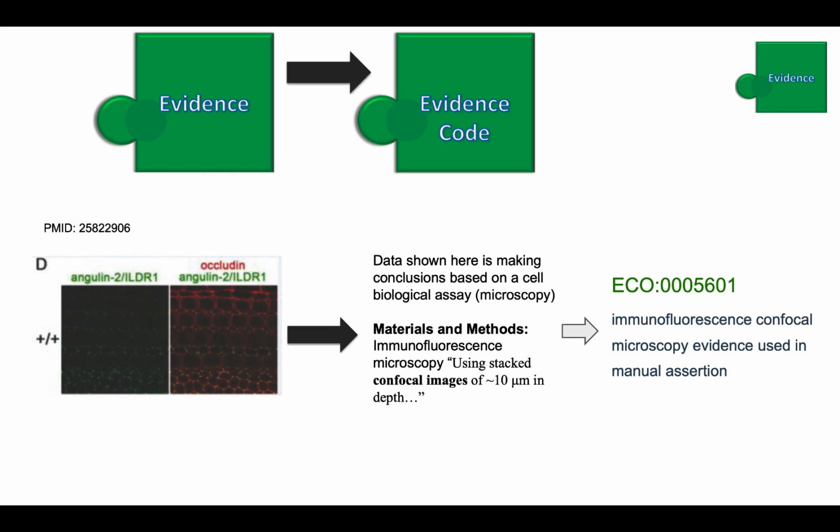So each annotation can only list one evidence? Yes, one evidence code, one GO term, one protein, one paper.